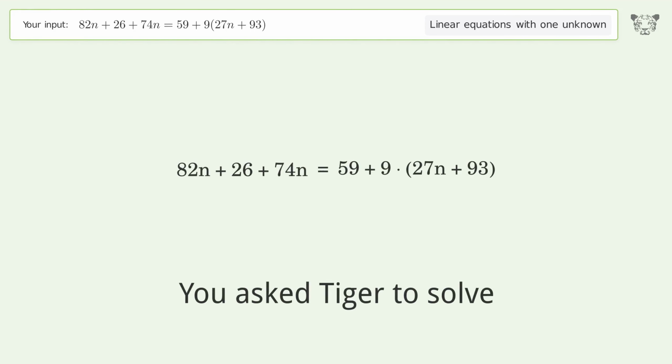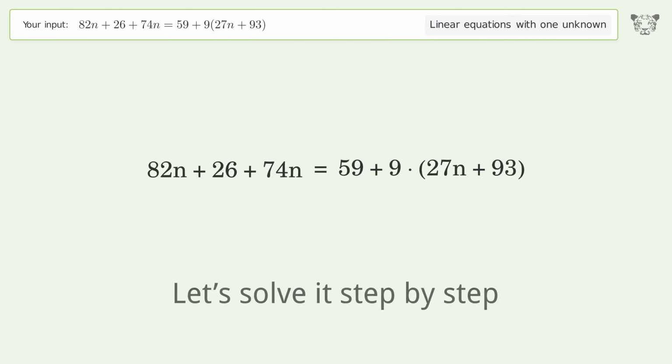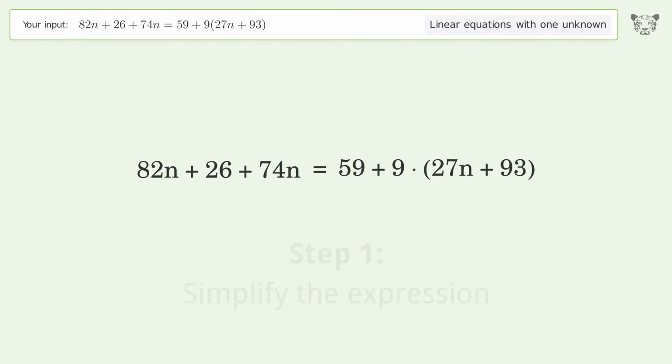You asked Tiger to solve this. This deals with linear equations with one unknown. The final result is n equals -10. Let's solve it step by step. Simplify the expression. Group like terms.